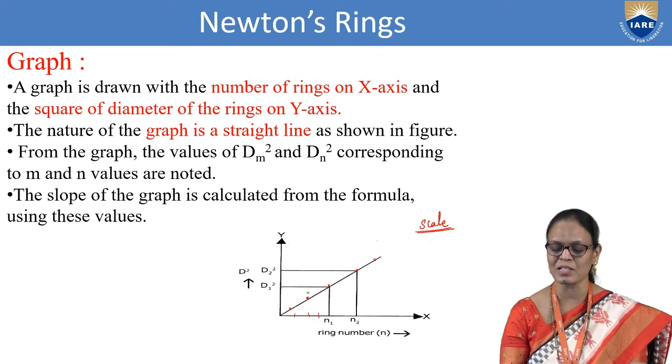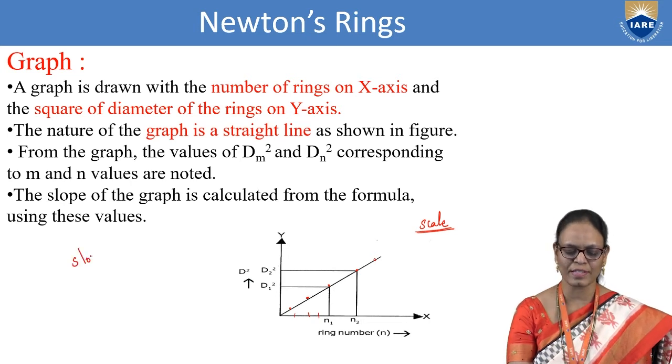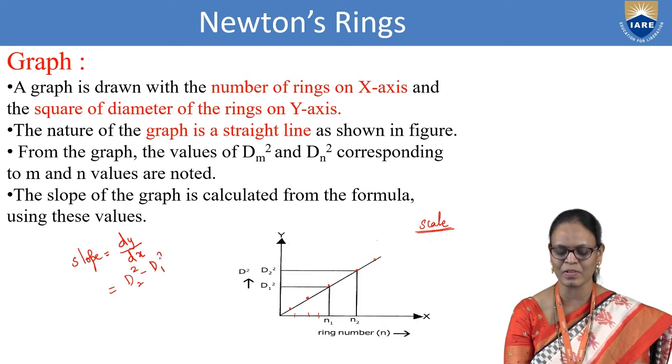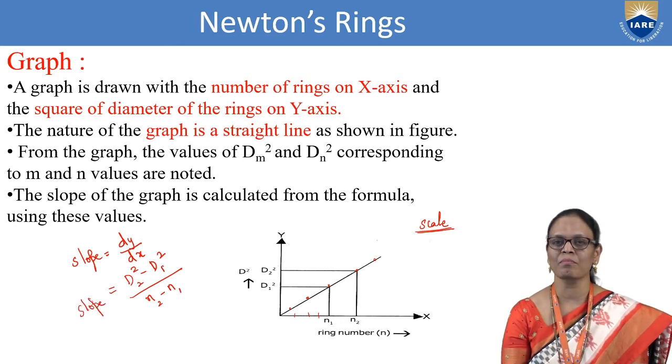And we need to calculate the slope of the graph. So how do you calculate the slope of the graph? Slope is always given by dy by dx. Slope is dy by dx. On the y-axis what we have is d square, so d2 square minus d1 square will give us the dy. And along the x-axis we have the number of the rings, so n2 minus n1 will give us the dx. So the slope of the graph is d2 square minus d1 square upon n2 minus n1. This is the slope. Once you get this value, we are going to substitute it in the formula.